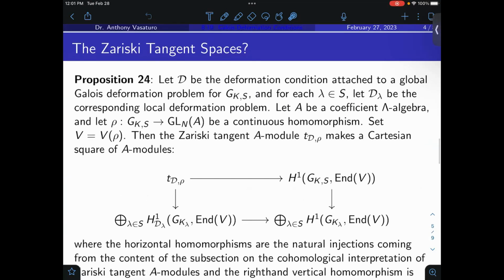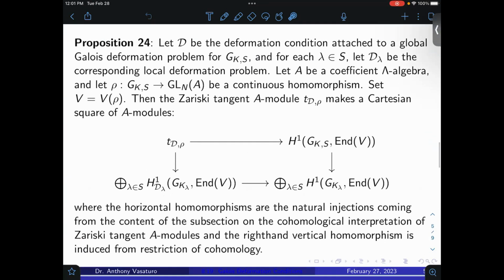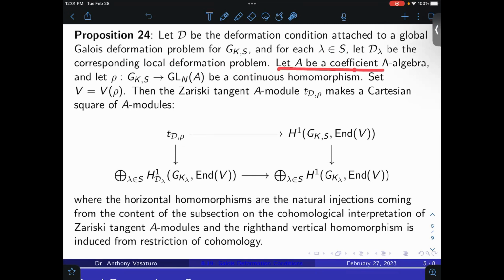So Proposition 24: let's let D be the deformation condition attached to a global Galois deformation problem for G_{K,S}, and for each λ in S, let's let D_λ be the corresponding local deformation problem. Let A be a coefficient Λ-algebra, and let rho from G_{K,S} to GL_n(A) be a continuous homomorphism. So we have a Galois representation on our hands. We'll set V equal to V of rho, the representation space.